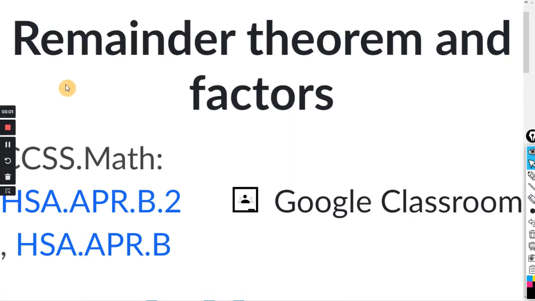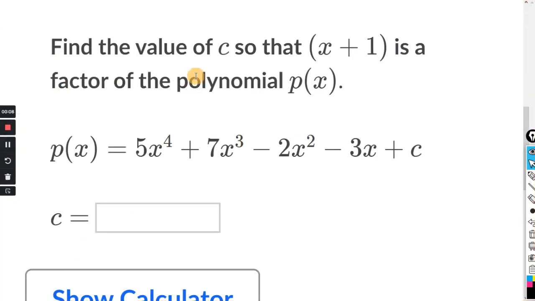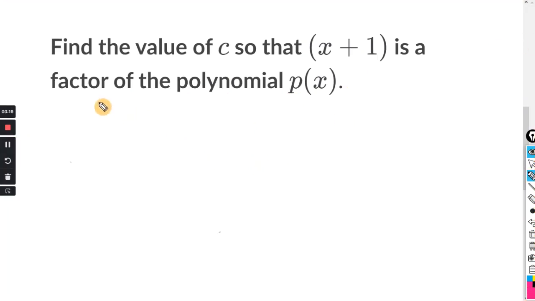This will be for the exercise on the remainder theorem and factors. All right, it says find the value of c so that x plus 1 is a factor of the polynomial p of x. And here they give you the polynomial p of x. So I'll give you some notes real quick.